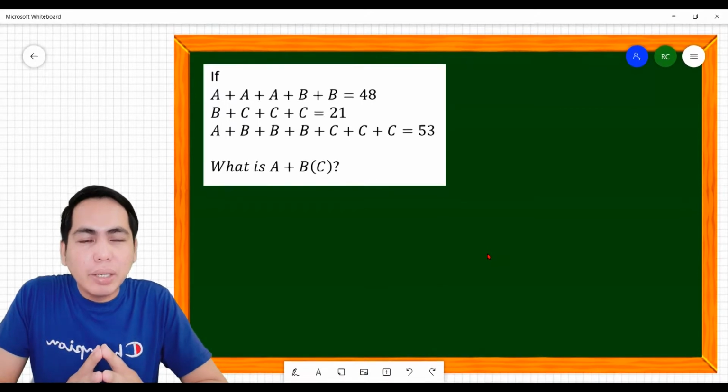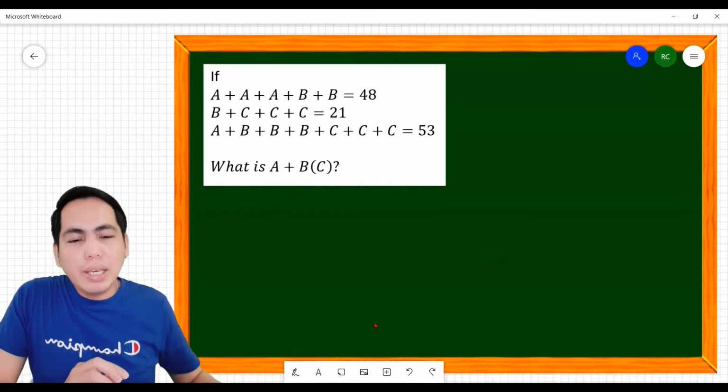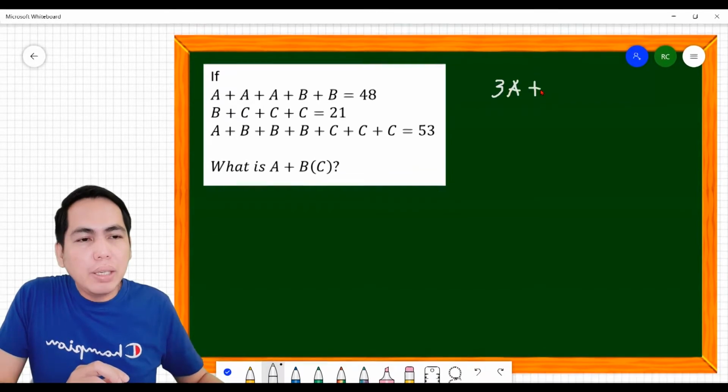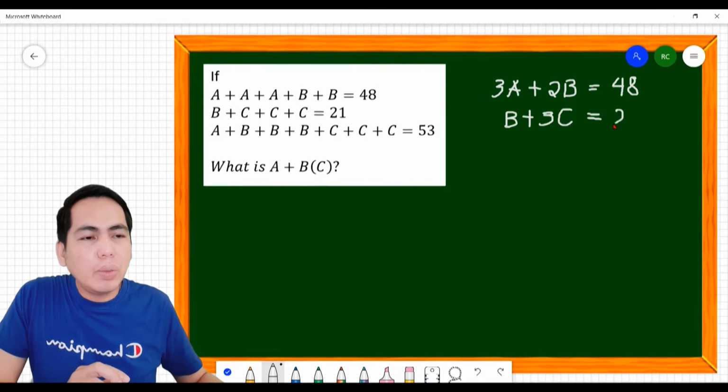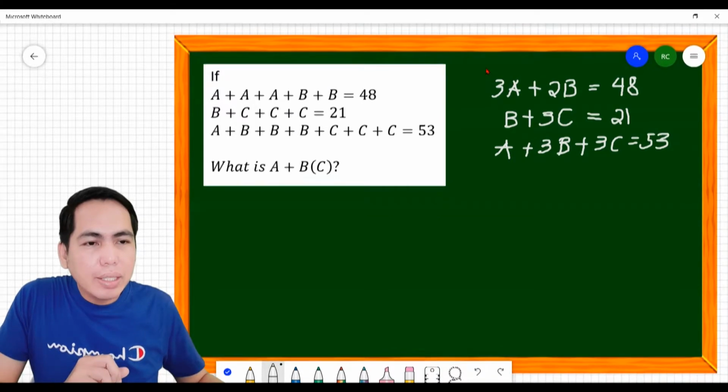So let us take a look at our given. We have 3A plus 2B is equal to 48. When we have also 1B, or B alone, plus 3C, it will give us 21. While 1A plus 3B plus 3C will give us 53. Let us add this given.